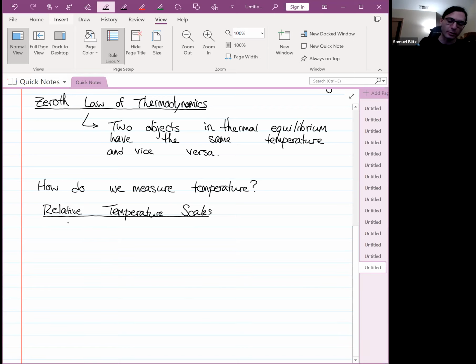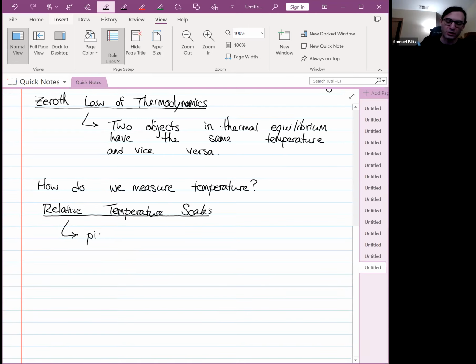The way that we determine relative temperatures at all is by picking a reference temperature, or reference temperatures, two, and then just deciding on a scale.